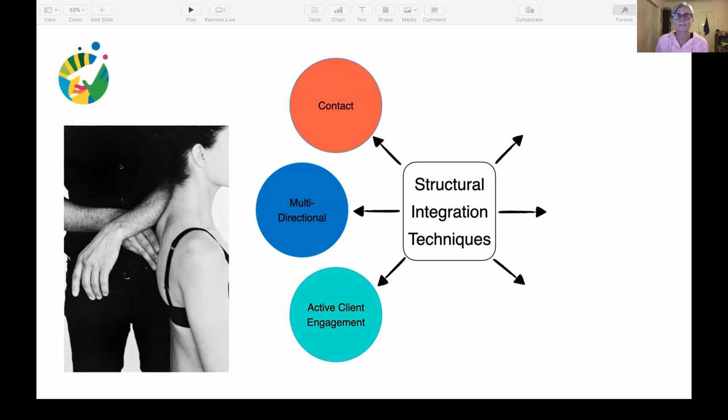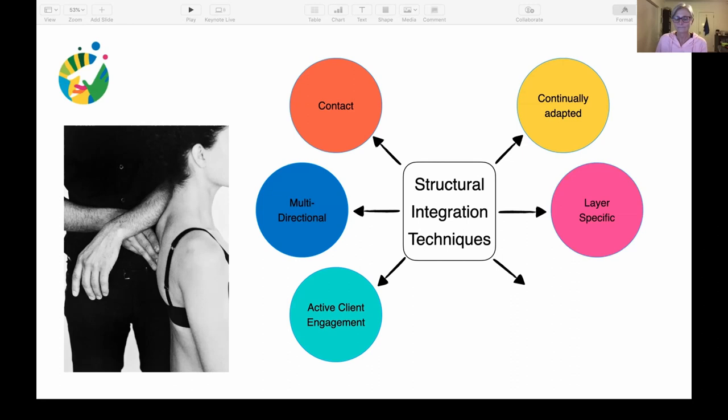We know that our touch is adapted through the session, and that may be pressure, the angle, the speed, or the duration. All based on what we're feeling, what we're sensing in the tissues, and sometimes verbal and non-verbal feedback from the client. And we work layers, different layers. If we're thinking sleeve, superficial, right through to deep and the core. Hopefully you're seeing a pattern here that you can't have one of these without the other, and so they are all interrelated.